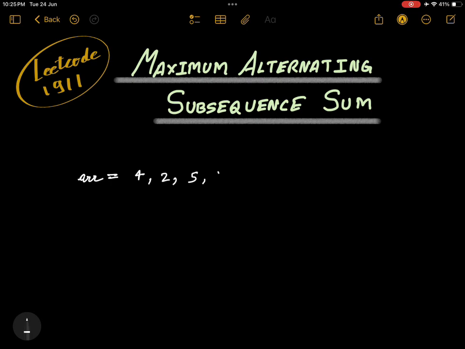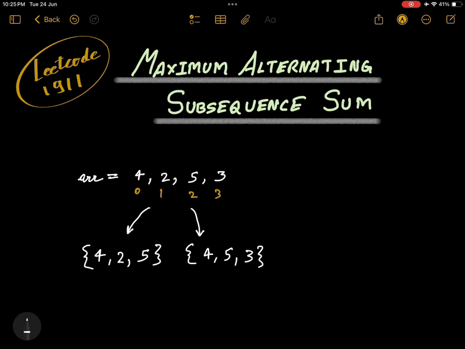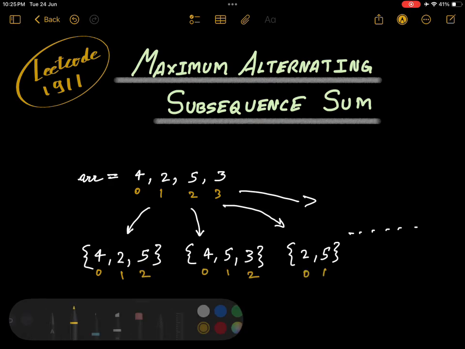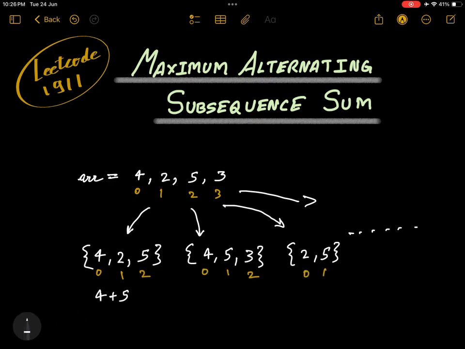We are given an array and we can form multiple subsequences from this array, right? And every subsequence will have its own indices. In each subsequence, we have to calculate the difference between the sum of the elements at the even indices minus the sum of elements at the odd indices. And at the end, we have to return the maximum possible difference over all the subsequence cases.